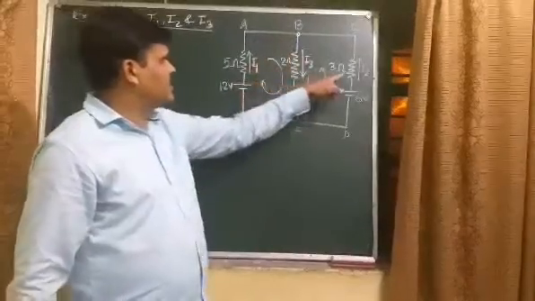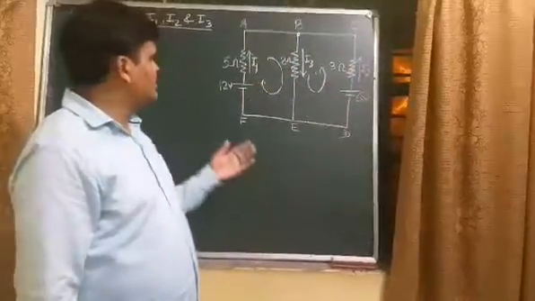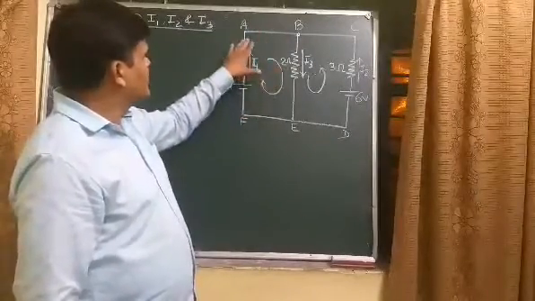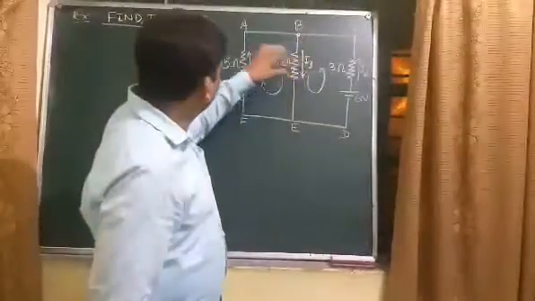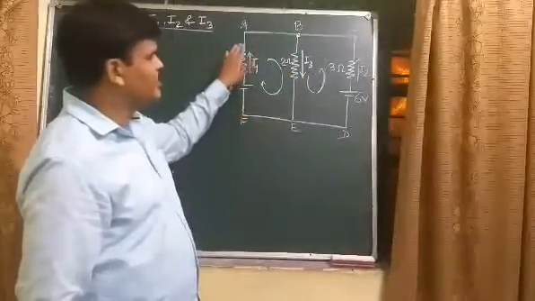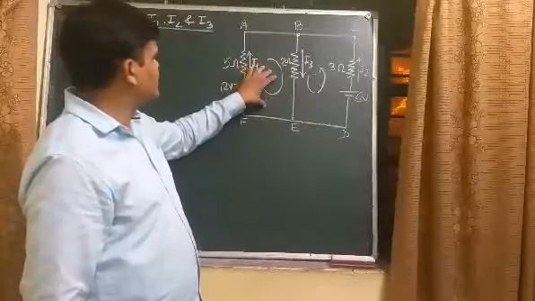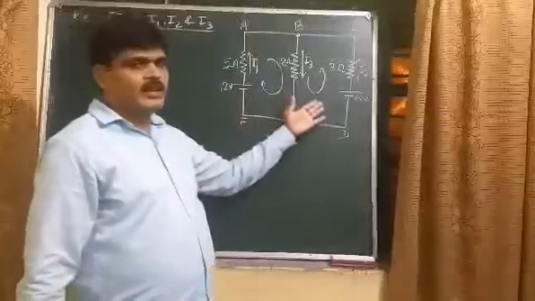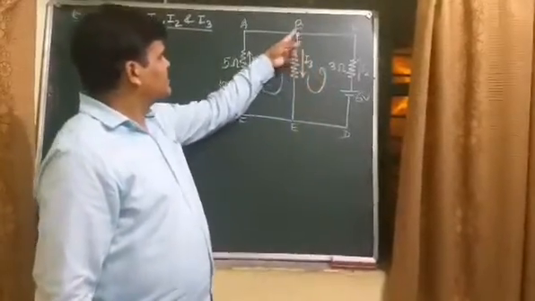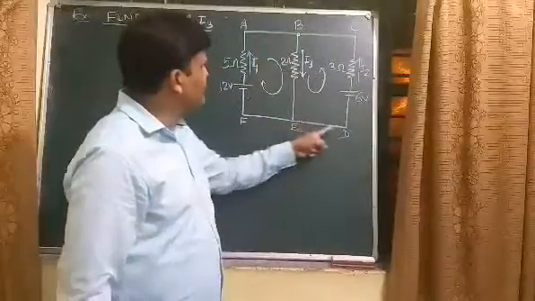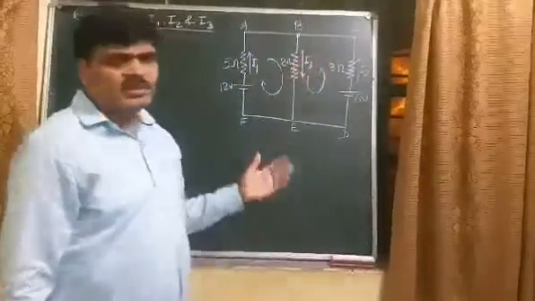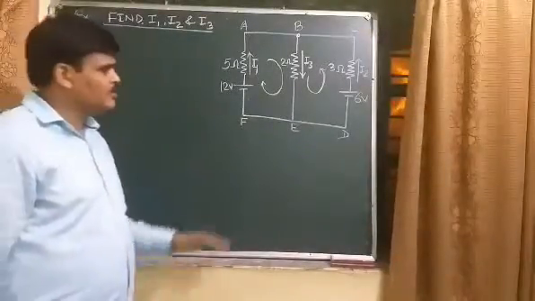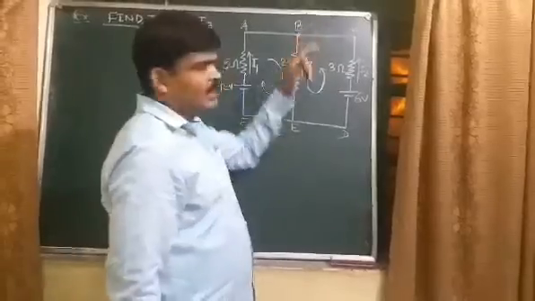So we apply here junction law at B. I3 must be equal to I1 plus I2, and we apply Kirchhoff loop law to the closed loop A, B, E, F, A. We are choosing the path as a traversal, and we apply Kirchhoff loop law to A, B, E, F, A, and again Kirchhoff loop law to loop B, E, D, C, B, and solving these equations we find the value of I1, I2 and I3. So first of all, we apply junction law at B.